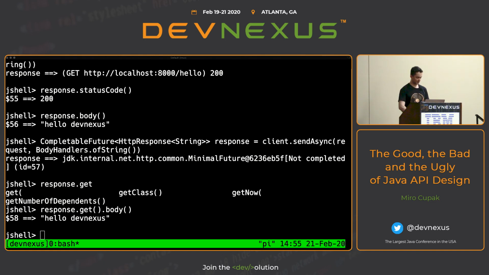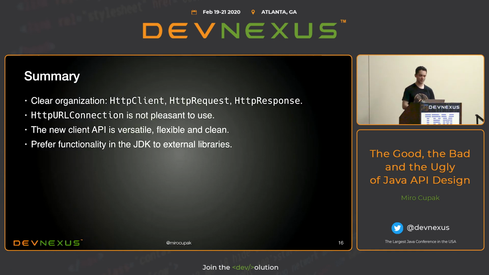All right, so to recap, what have we seen here? Well, what made the new API really pleasant to use was essentially how clearly it was organized, particularly in comparison with the old HttpURLConnection. We had three main classes: HttpClient, HttpRequest, HttpResponse, and they're pretty self-explanatory. Don't use HttpURLConnection. It's not fun. Use the new client API instead. It's very versatile, flexible, and clean.